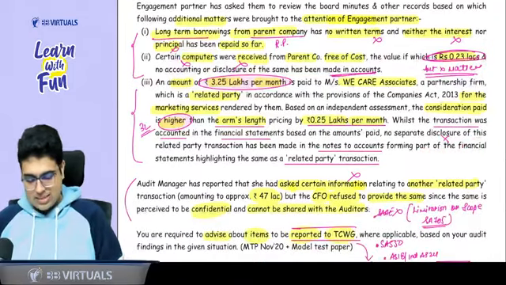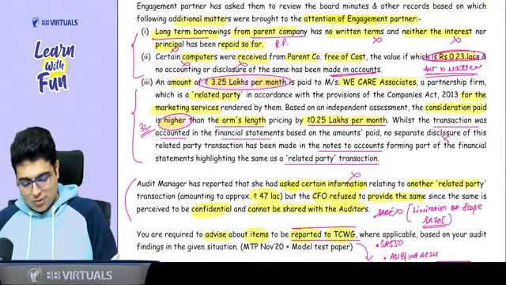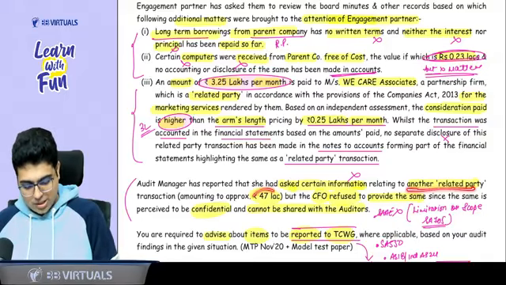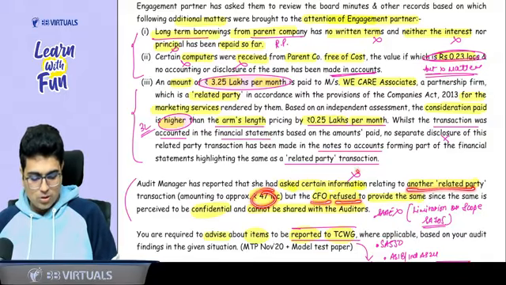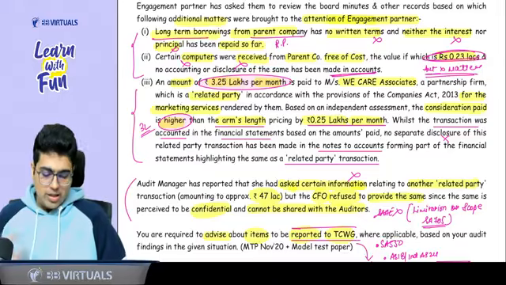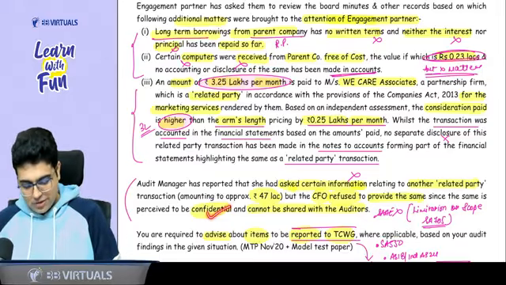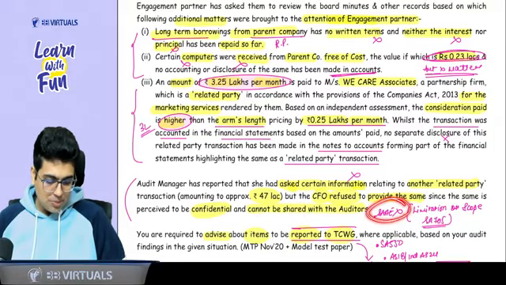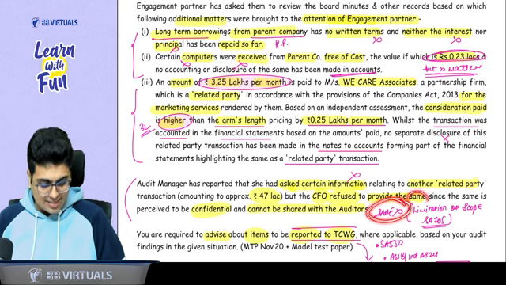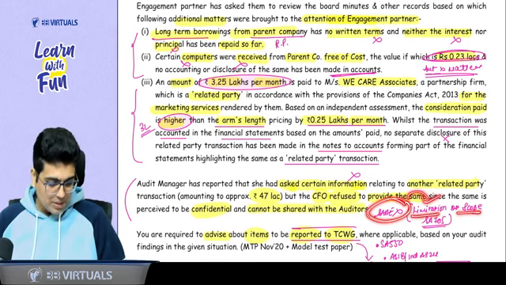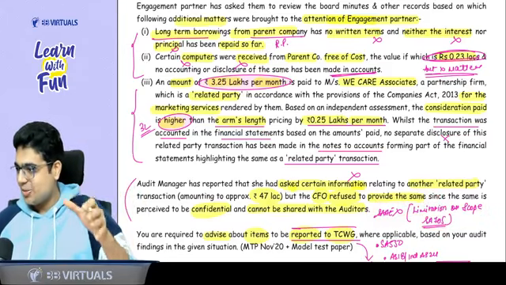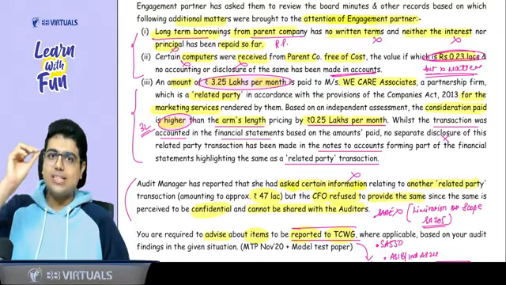And lastly, it says, audit manager reported that she asked for certain information about another related party of 47 lakhs from CFO, but he refused. No information was provided. CFO said this information is confidential and cannot be shared with the auditor. Can I say sufficient and appropriate evidence is not provided? Yes. And this is a limitation on scope as per SA 705. So all these elements need to be written in your answer. See how ICAI presents it.